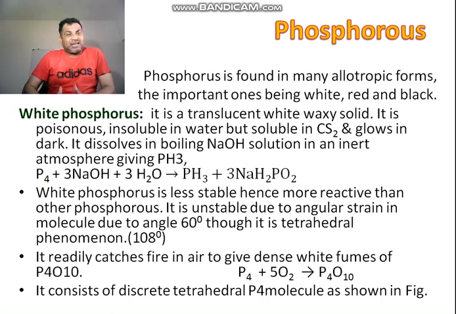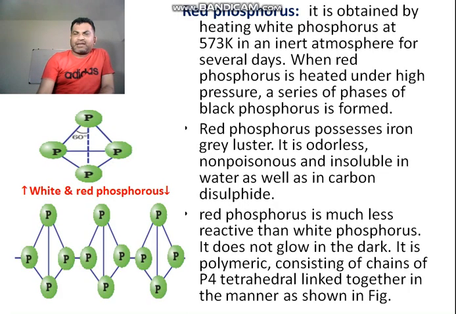And the reaction is very simple. P4, that is the white phosphorus, when it reacts with oxygen, provides us phosphorus pentoxide. Actually here it is tetraphosphorus decaoxide, but 2 is common out, so P2O5 will be there, and that's why it is pronounced as phosphorus pentoxide. It consists of discrete tetrahedral P4 molecules as shown in the figure. That figure we have seen.